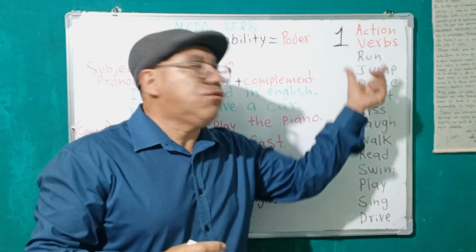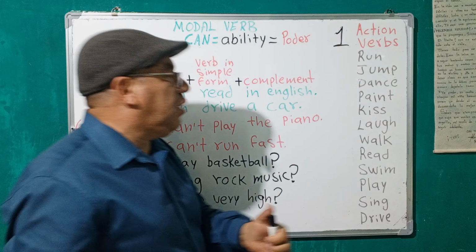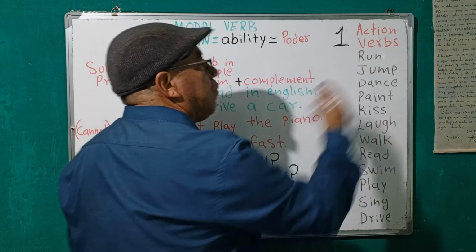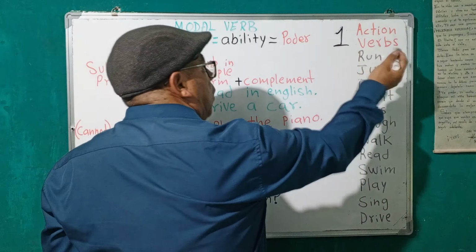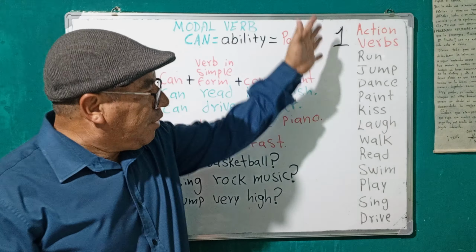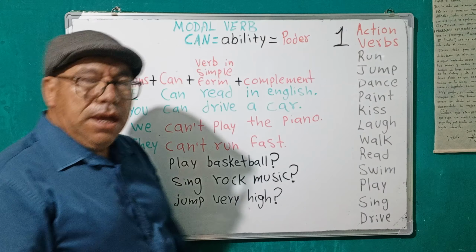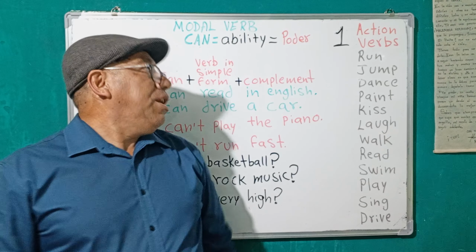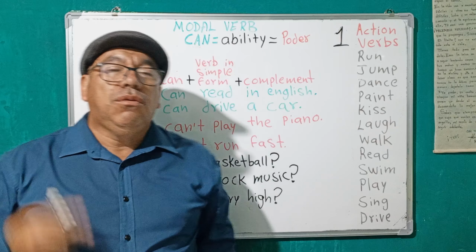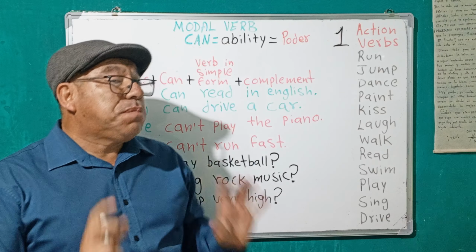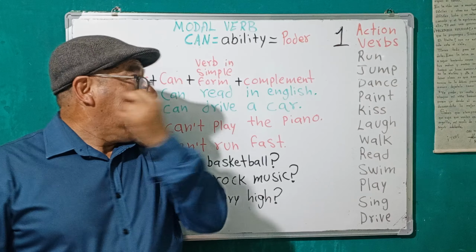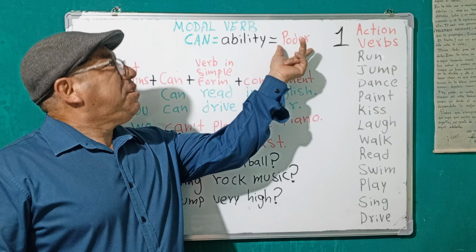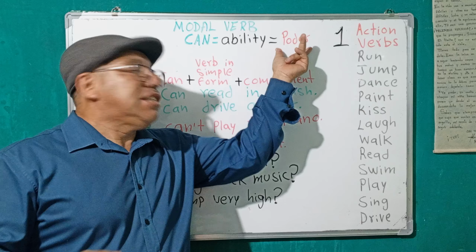Okay, so my dear friends, today we are going to write action verbs. The teacher writes one, two, or three examples. Then the students start telling more and more action verbs. So we get a little list there, and we keep it there because we will use it. Okay, my dear friends, today we are going to check the modal verb can. The modal verb can expresses ability. In Spanish, the meaning is poder.